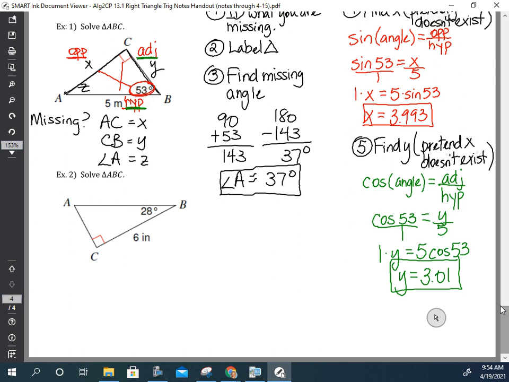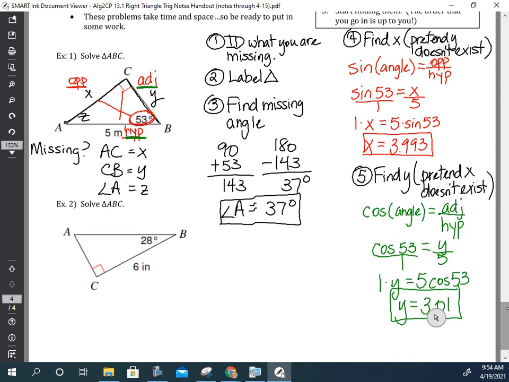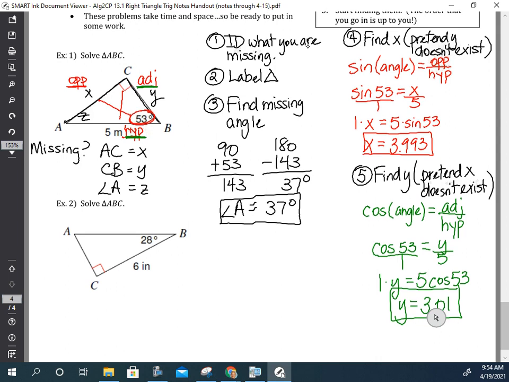So it's not a hard problem, it is a longer problem. But if you break it up into these bite-sized steps, it'll be okay. So tomorrow we'll do another example, and then you'll have time in class to work if you take advantage of it.